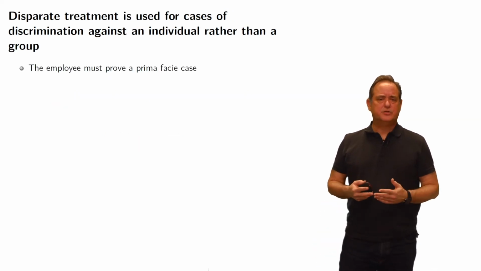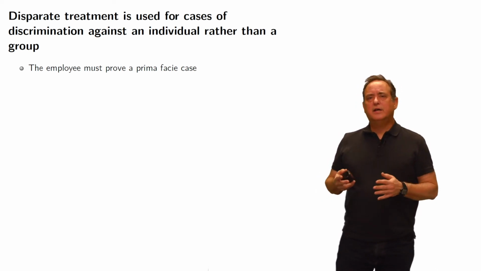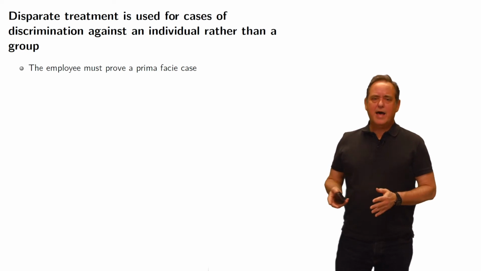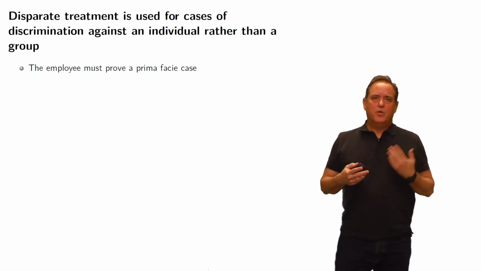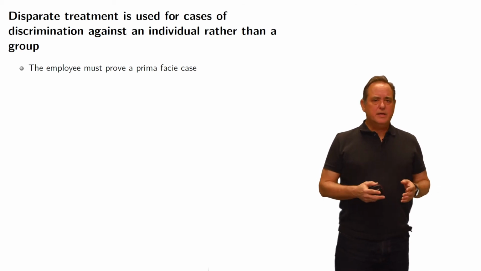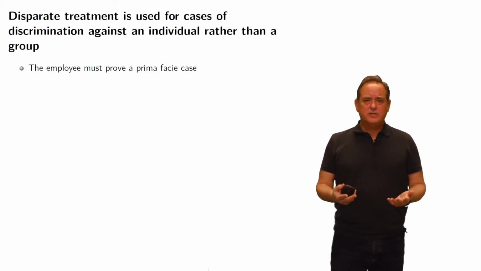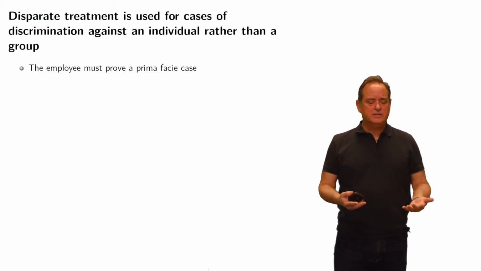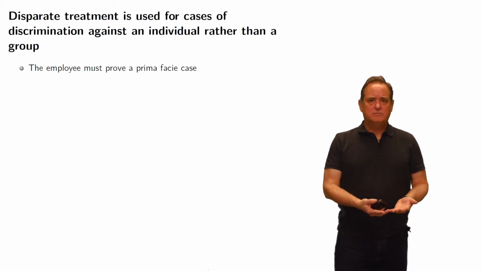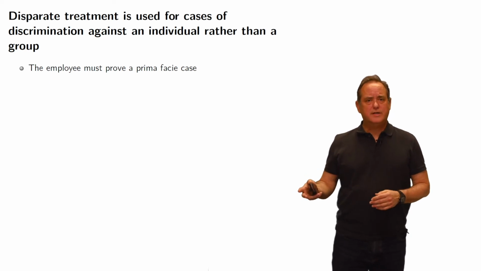Let's start with disparate treatment. Disparate treatment is used for cases of discrimination against an individual rather than a group. And the way a disparate treatment case is brought is the employee must first prove what's called the prima facie case. Prima facie is a Latin expression used in the law. It simply means on its face. It's a very low burden. It's a low hurdle to get over.